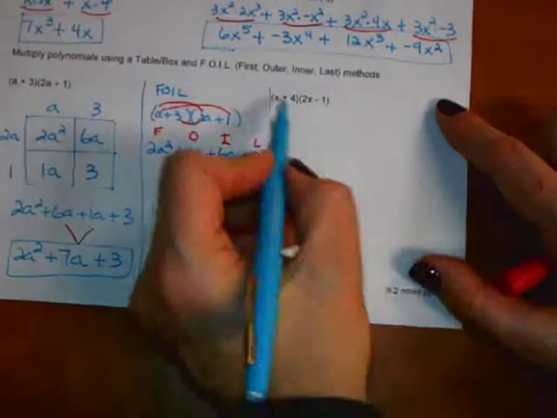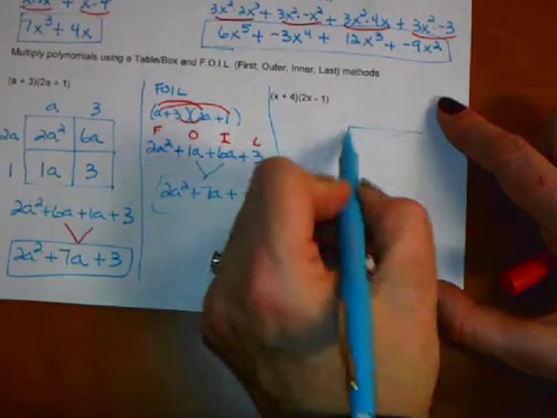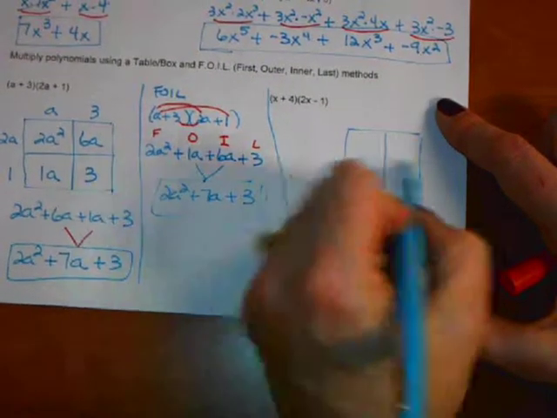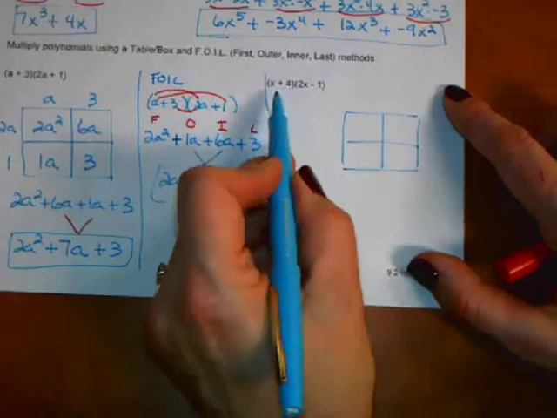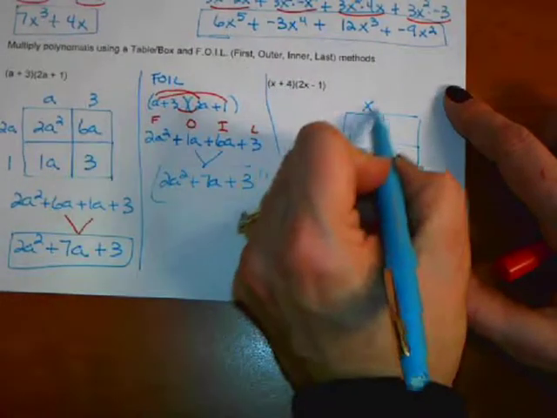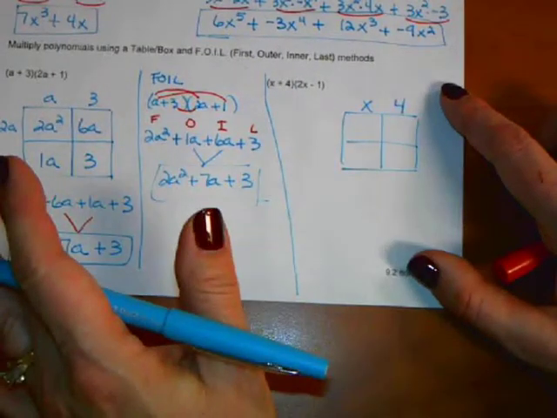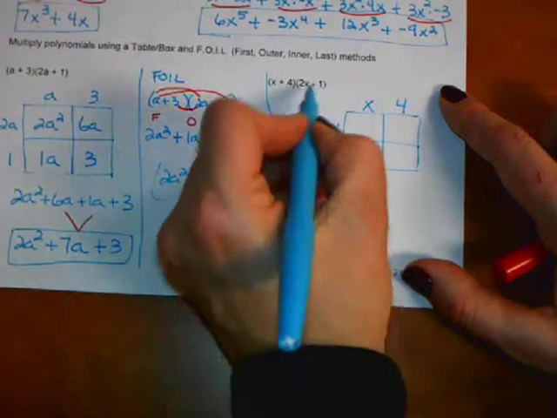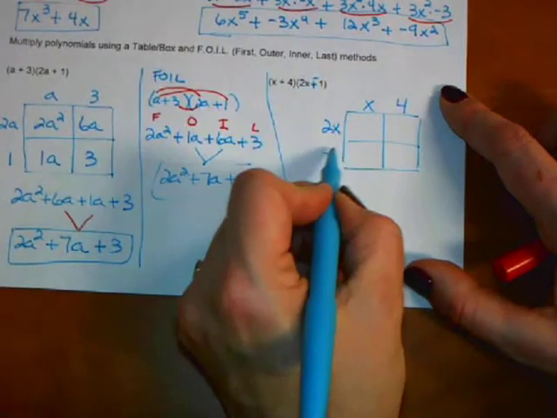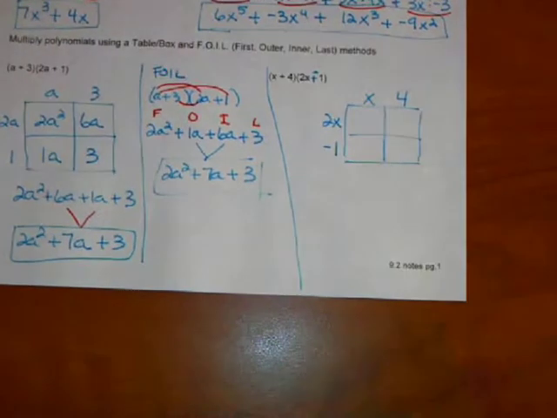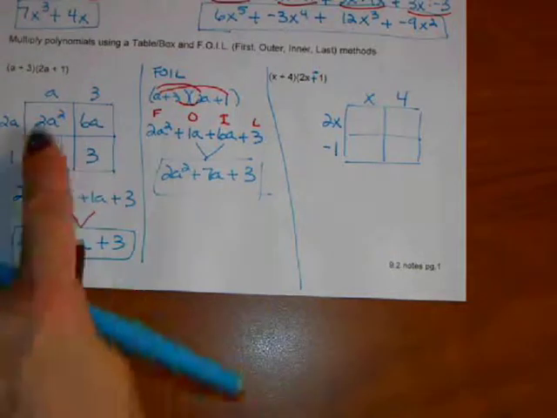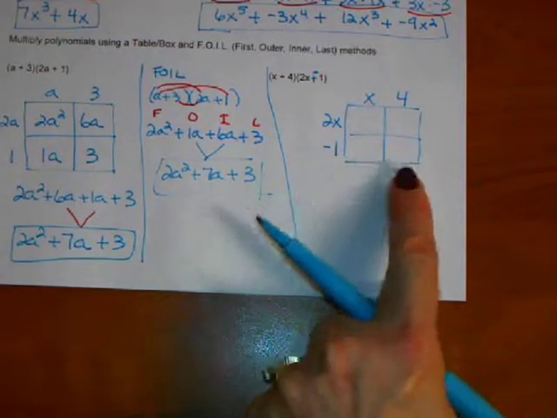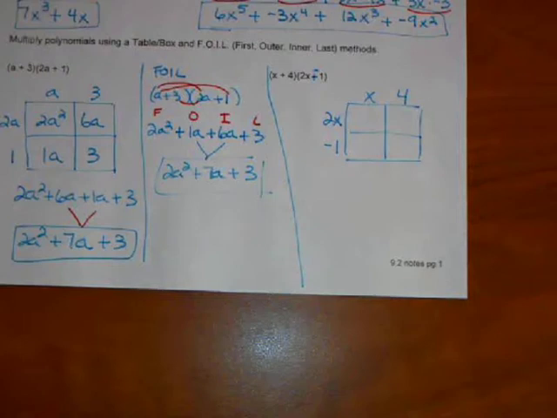Okay, let's use the box for this one. We're going to do one more. I want you to try it. Oh no, I'm going to show you how to set it up first. You still put x and 4. They're both positive. But this, you have to put 2x and you have to put -1 because it's a minus. So I want you to go through and do the area of each of the little boxes in there and then come up with the product or the answer.